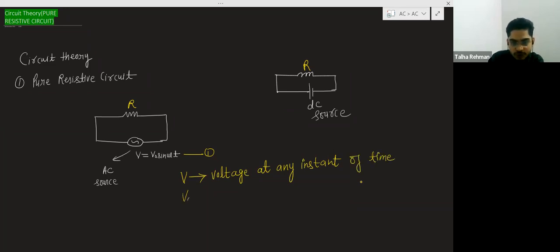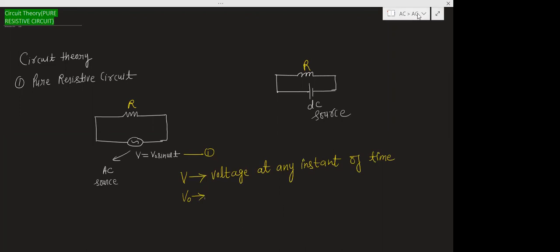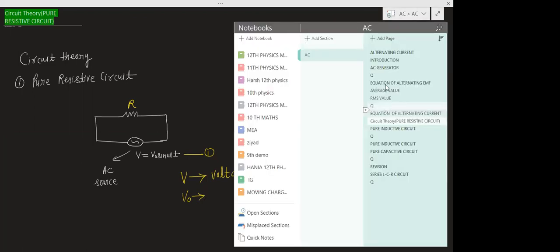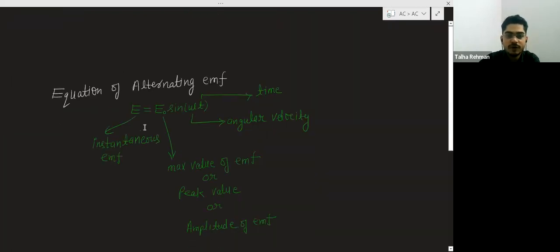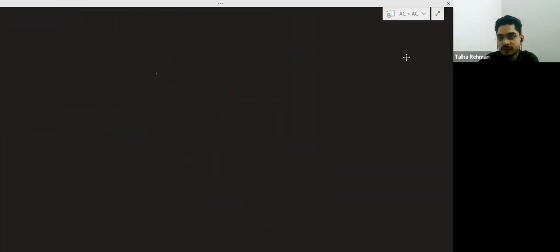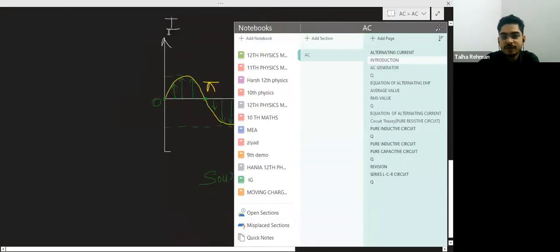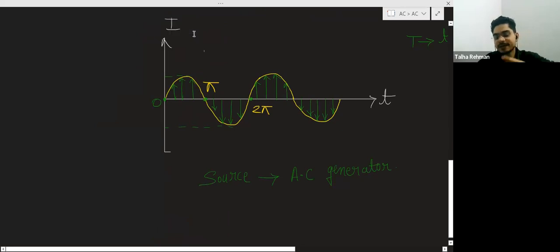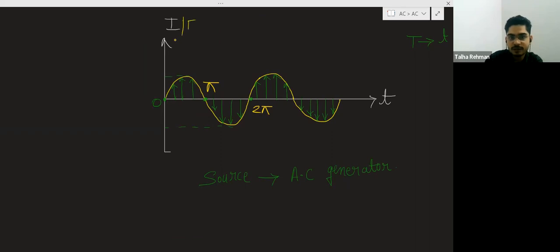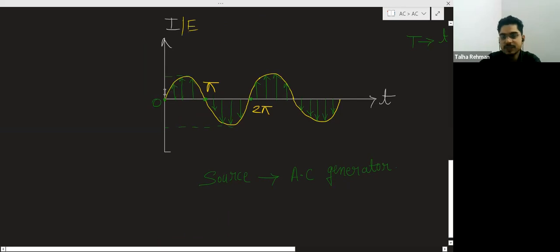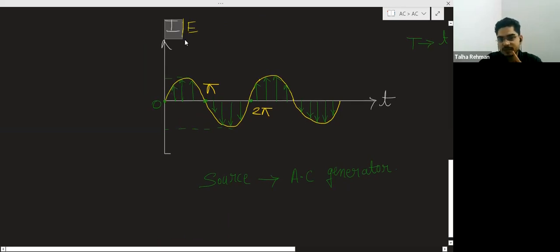and V naught. I have told you the graph of the voltage, I think we have discussed. The graph of alternating voltage here. This is basically the graph of the alternating current, and the graph of the alternating current and alternating voltage is the same. So here you can write alternating voltage also, with time.